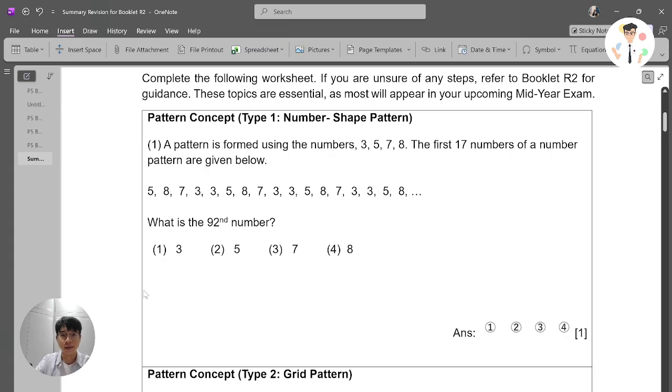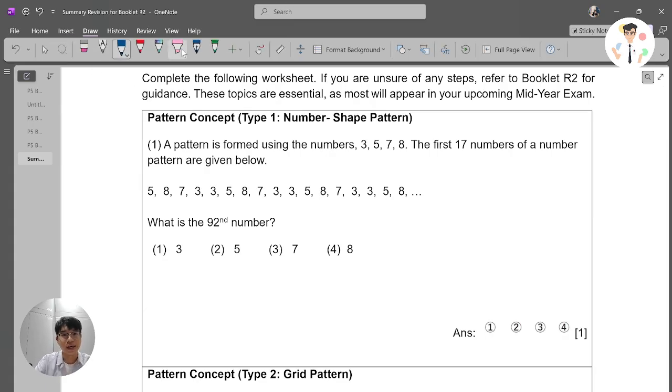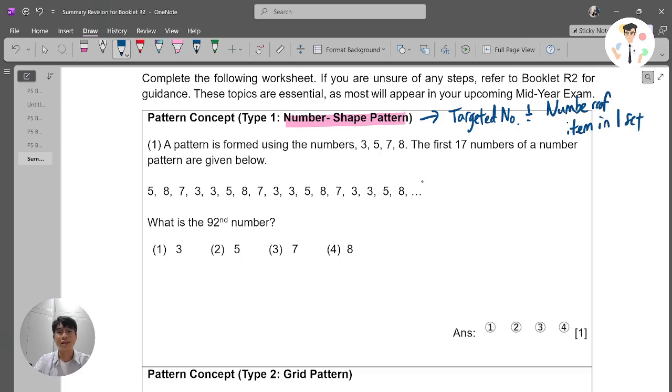shape pattern. Again, when you see a question like this with this number or shape pattern, you should immediately remember the rules that I've shared with you, which is what? Which is the targeted number and divide by the number of items in one set. So in this case, you know that this 92 definitely is my targeted number. And what is my number in one set? Then we need to find out.